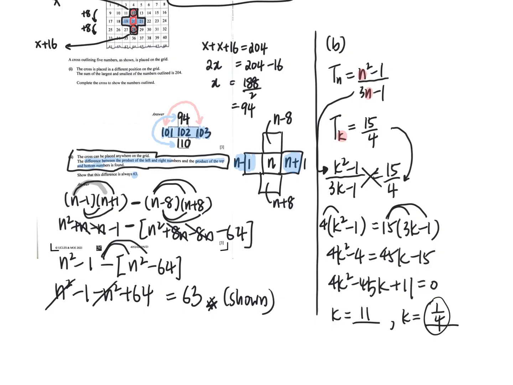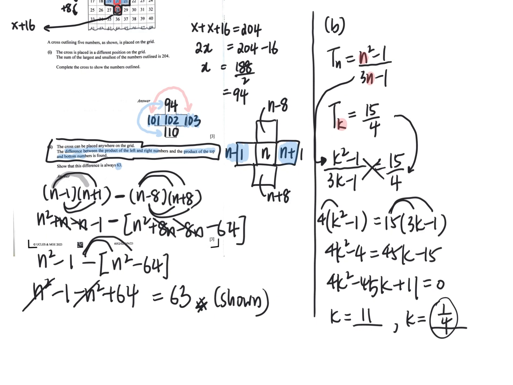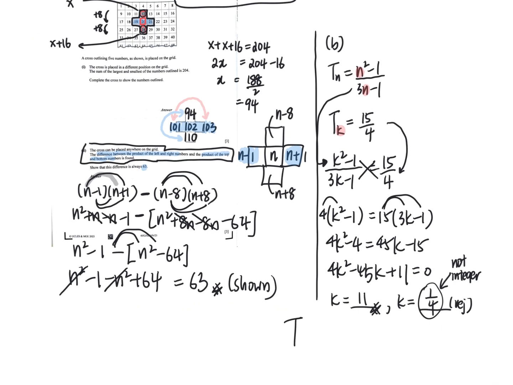My answer is because it's not an integer. So this one, not integer. So you reject. So cannot have such a term. So that's why this is not considered. But we are not done yet because the question wants me to find the k plus 1 term.